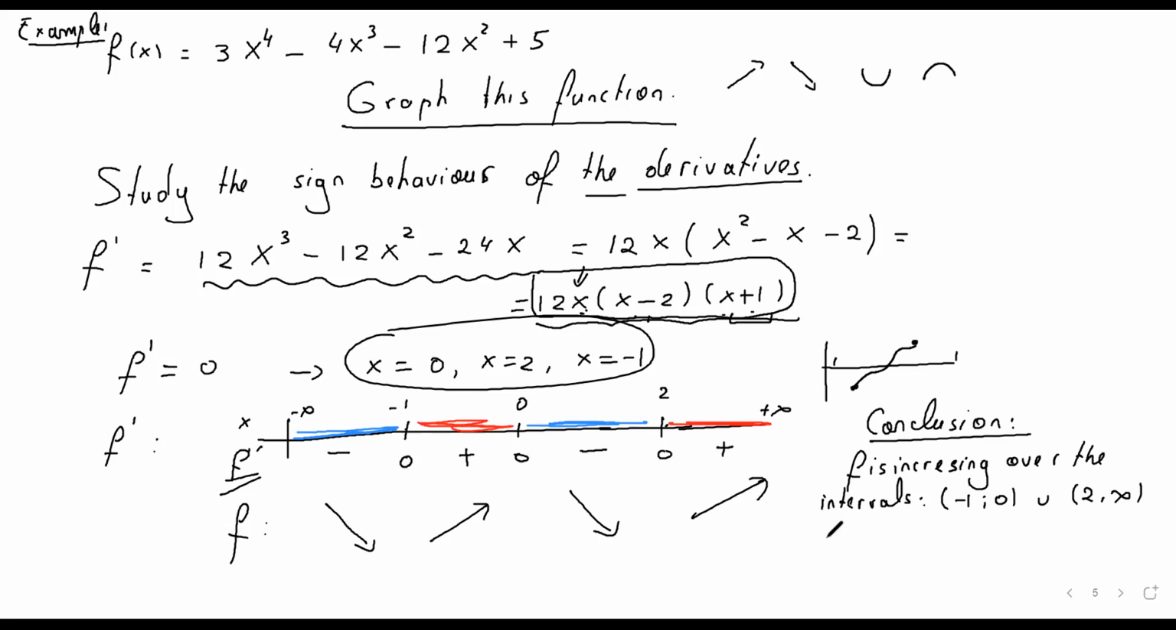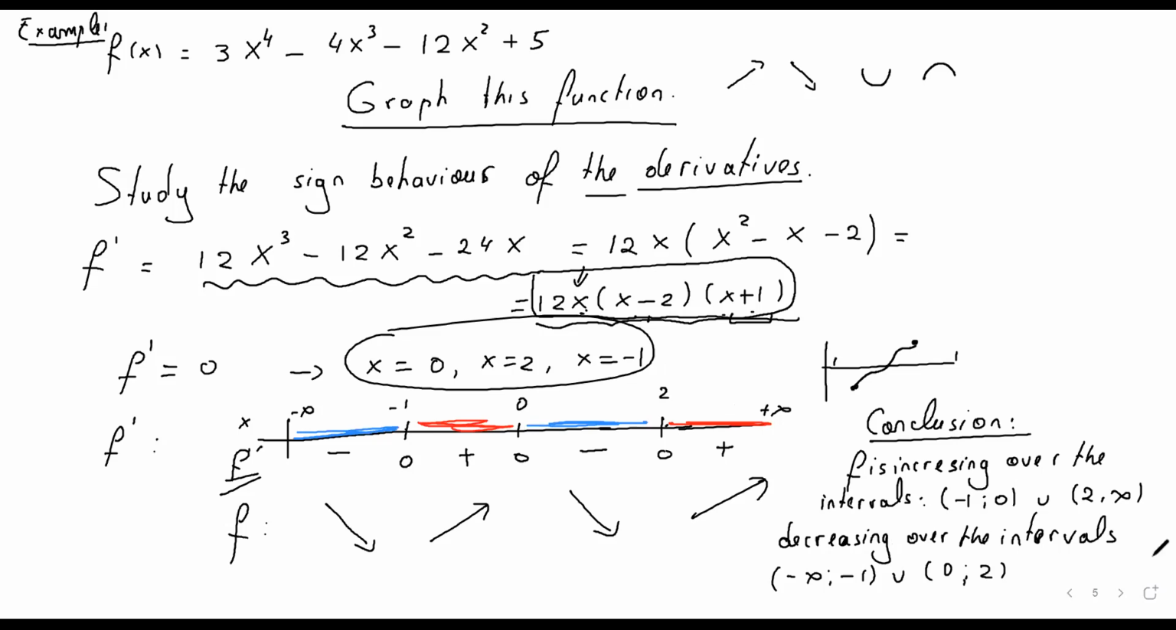So I'm going to write next, and decreasing over the intervals. It's going to be negative infinity to -1, and the interval 0 to 2. All right, so these are the answers to the problem in terms of increasing and decreasing. Now let's go further. Can we say something about concave up, concave down? Where would that be? Would that change a lot?